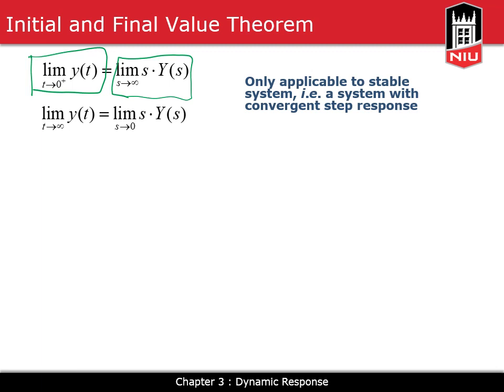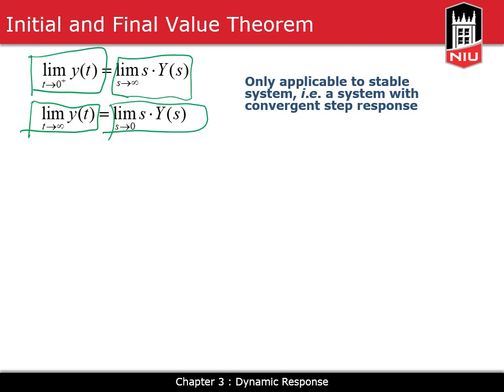The other one, which is more important and more useful, is the final value. Final value of a function y, that means y of t when t tends to infinity, is s times y of s when s approaches 0. This second equation is very, very important.